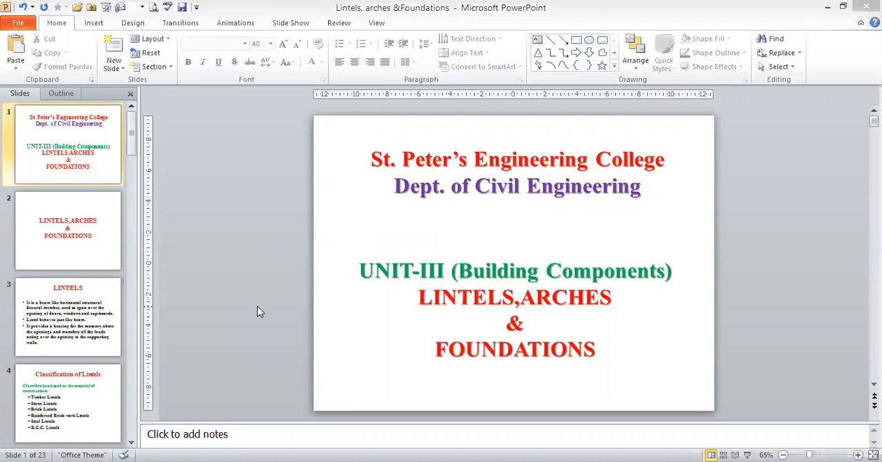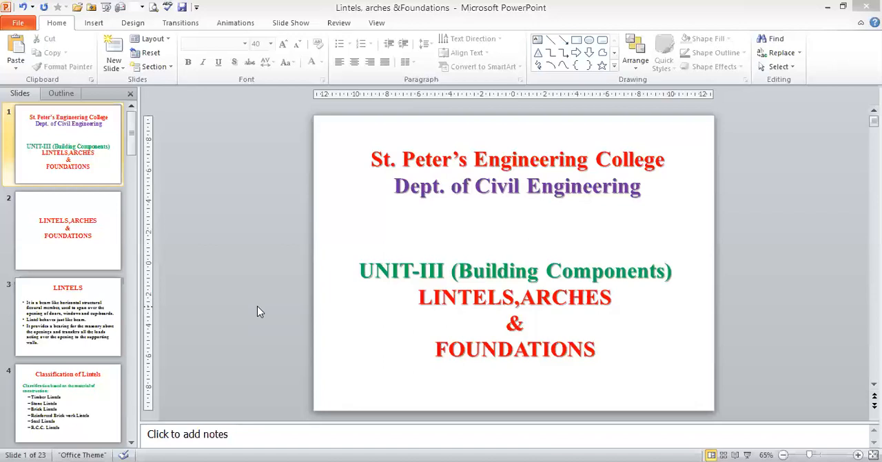A lintel is called a semi component in building construction, and it looks like a beam. It is provided, or designed, over a door, window, or other openings. A beam-like structure is called a lintel. Depending upon that, the load conditions are distributed or taken care of by the lintel.